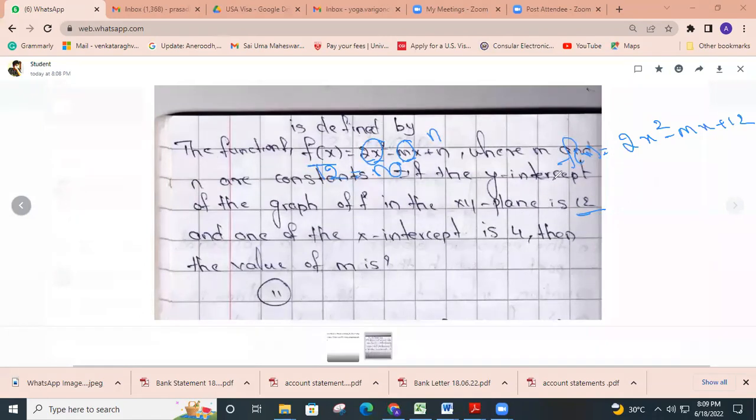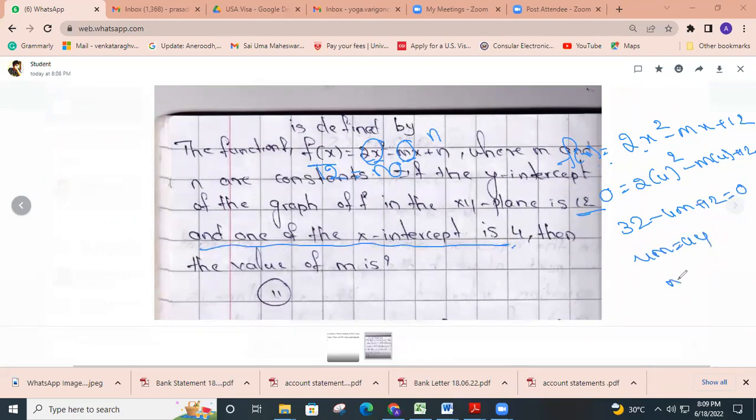Using the first condition of y-intercept, I am able to find the value of n, which is 12. Now see the second condition: one of the x-intercepts is 4. What is the meaning of x-intercept? The value of x when y is 0. So put f of x as 0 and plug in x as 4 to find the value of m. So 2 into 16 is 32, minus 4m plus 12 equals 0. 4m is 44, m is 44 by 4, which is 11. So 11 is the answer.